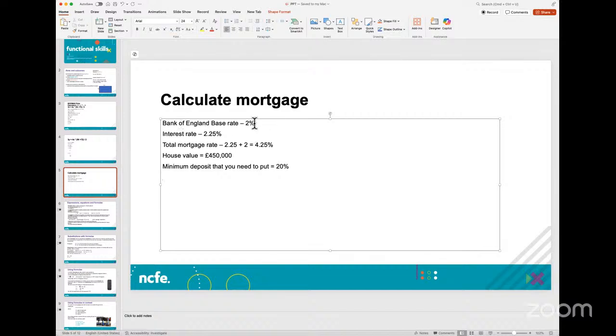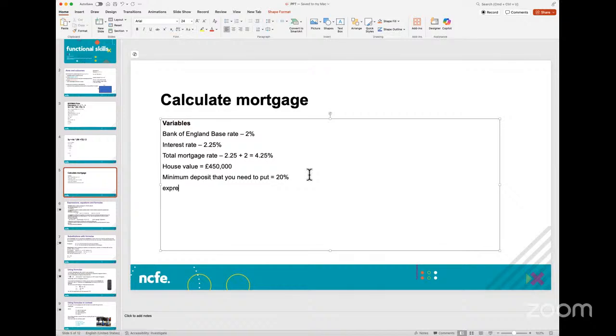Now I know what the interest rate is, what the bank is going to charge, what the value of the house is, and what the minimum deposit required is. These are all what are called variables. Once we know the variables, we then need to put them into some sort of an equation, which is where an expression comes in. So, how would we make use of this data to make it meaningful for us?